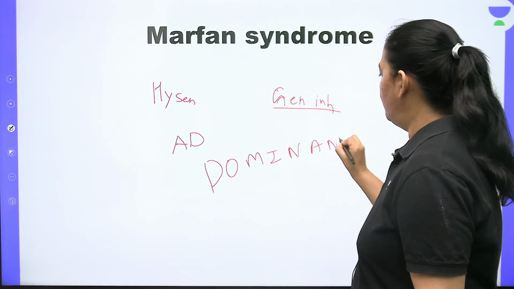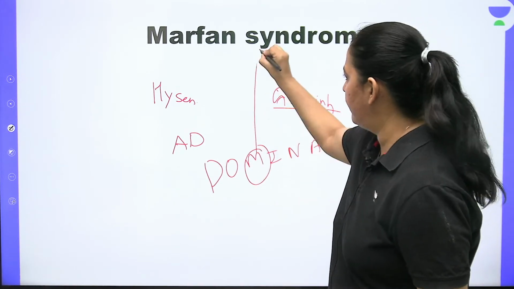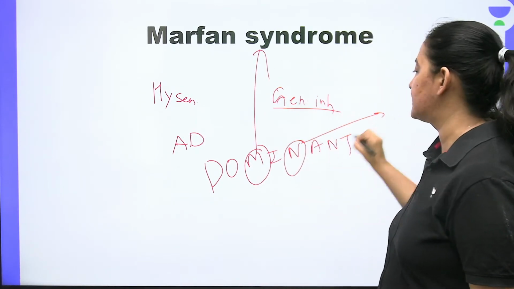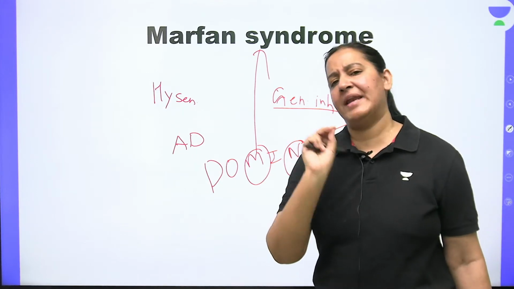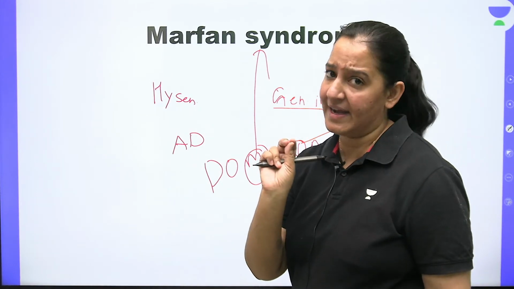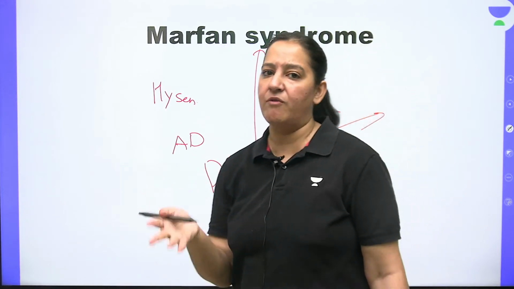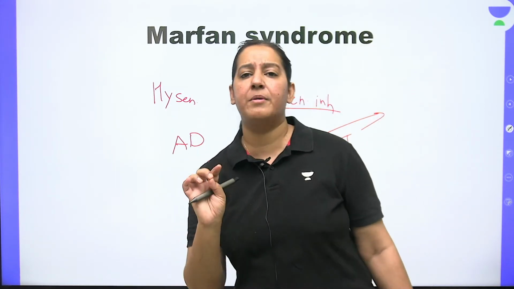D-O-M-I-N-A-N-T. What is M here? M here is Marfan, right? And N here is neurofibromatosis. On these two diseases, many questions are asked in which students usually get confused because there are multiple systems involved in Marfan also, neurofibromatosis also.